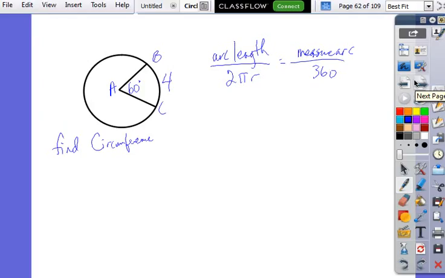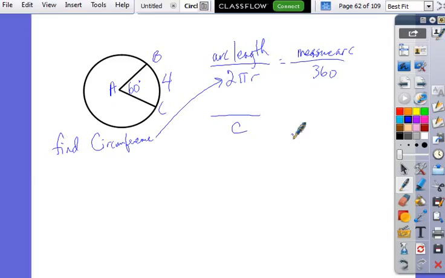Did we do the one with circumference yesterday? All right, if it says find circumference, what I'm gonna notice is the formula for circumference is already in that equation. Which one is it? It's 2 pi r. 2 pi r is circumference. So I'm gonna take out the 2 pi r and replace it with C. And then I'm gonna plug in everything else.